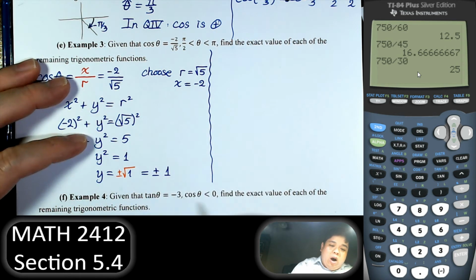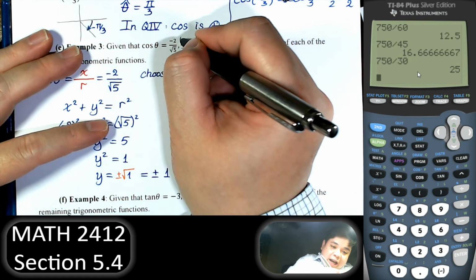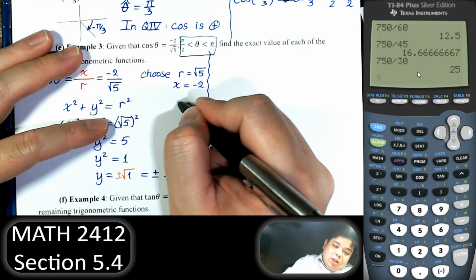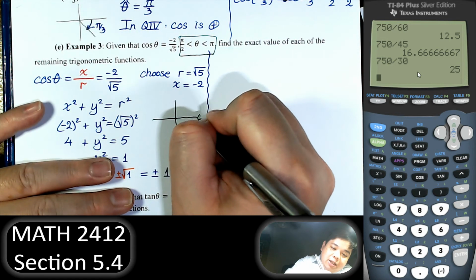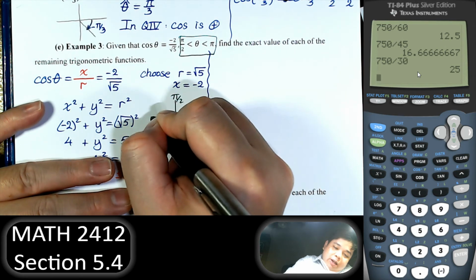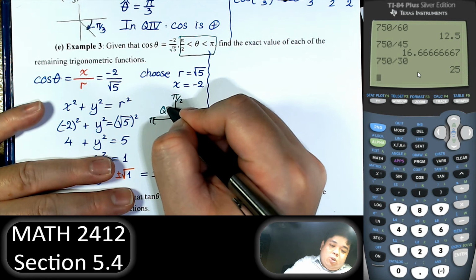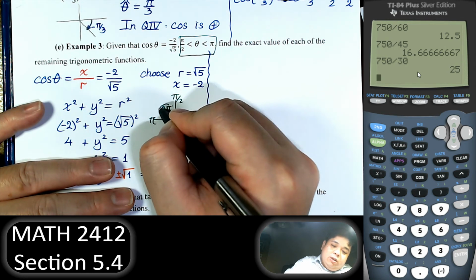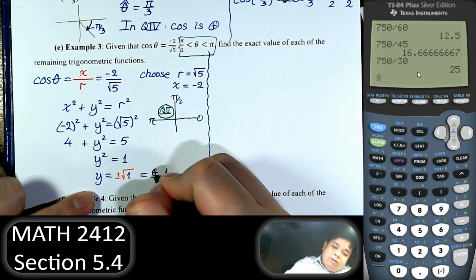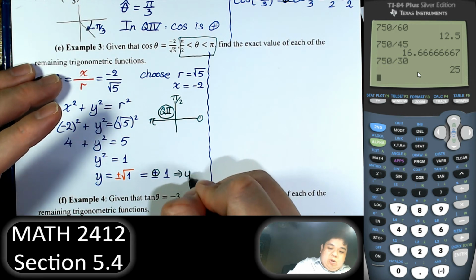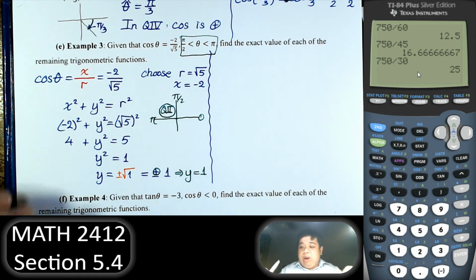So is this plus 1 or minus 1? Well, I have to go back to our problem. The angle is between pi over 2 and pi. So in terms of quadrant, where is that? 0, pi over 2, and pi. So this one is between pi over 2 and pi. So this is in quadrant 2. In quadrant 2, y is positive. So in this case, y is equal to 1. So we know x, we know y, we know r, we have everything.